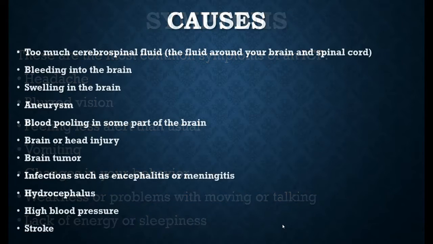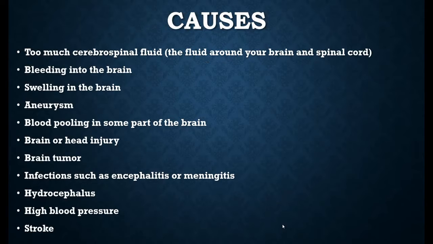So the causes, if we talk about what causes this ICP, the first main cause is too much cerebrospinal fluid around the brain and spinal cord. That can cause bleeding in the brain or swelling in the brain, and that can lead to aneurysm. Even there will be blood pooling at areas in the brain.